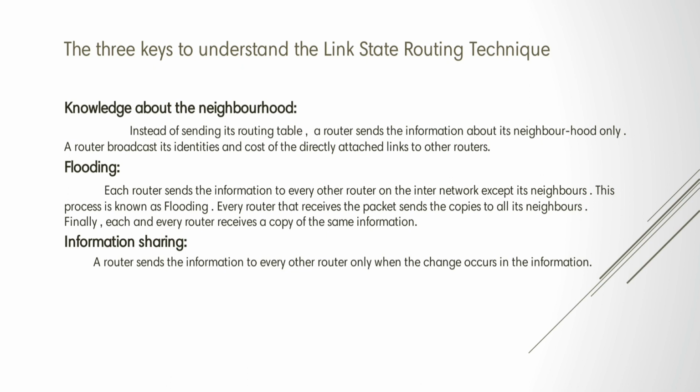Next is flooding. Each router sends the information to every other router in the internetwork except its neighbor. This process is known as flooding. Every router that receives the packet sends a copy to all its neighbors. Each and every router receives a copy of the same information. Next, information sharing. The router sends the information to every other router only when changes occur in the information.